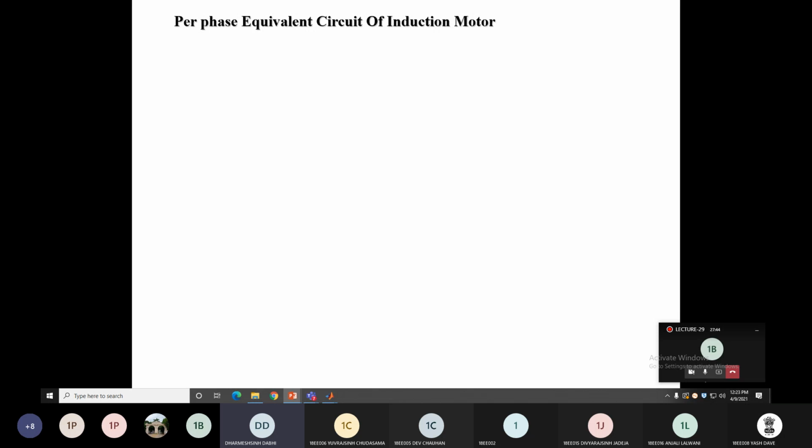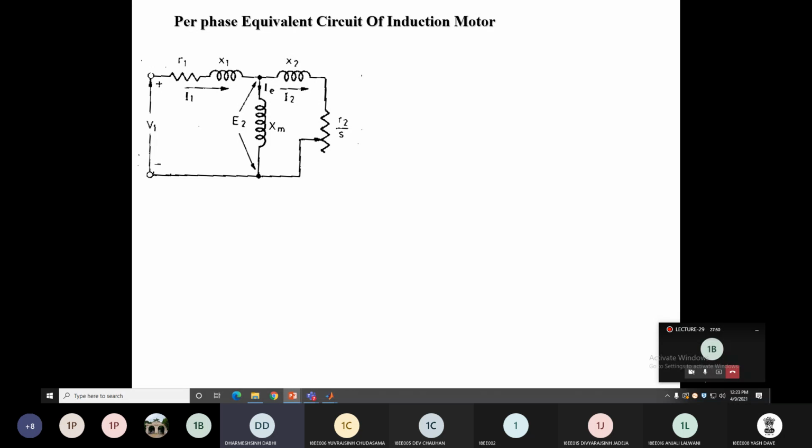So first, let's discuss the equivalent circuit of the induction motor. As you already learned, the equivalent circuit of an induction motor is represented this way. Here at the input side the supply voltage you give is V1. The stator winding resistance and inductive reactance are R1 and X1. I1 is the current flowing into the stator.